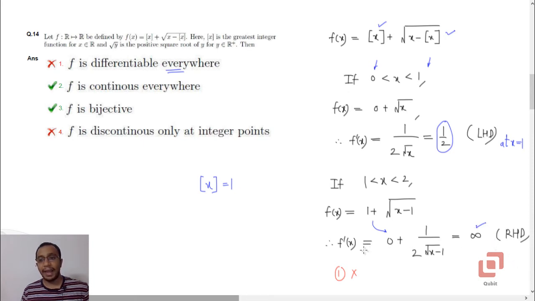Which means at 1, LHD is not equal to RHD, so it is not differentiable everywhere. I mean, you can argue that it is differentiable at non-integral points, but as far as the option is concerned, we have proved that it is not right. Now comes the last part, that is to check whether f is bijective.